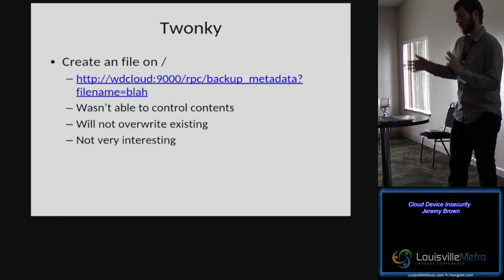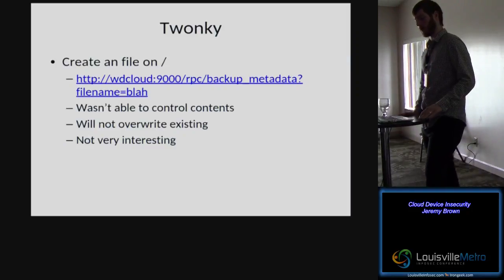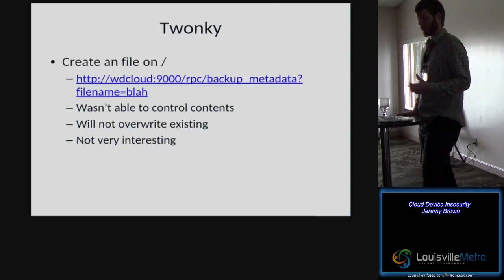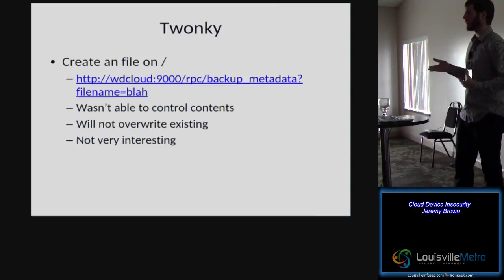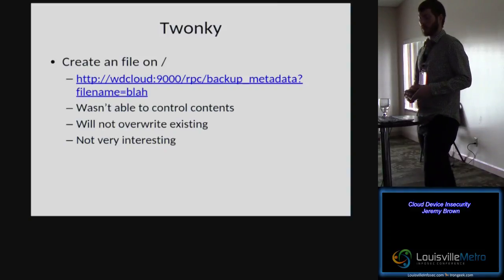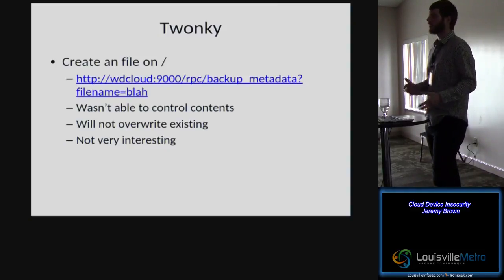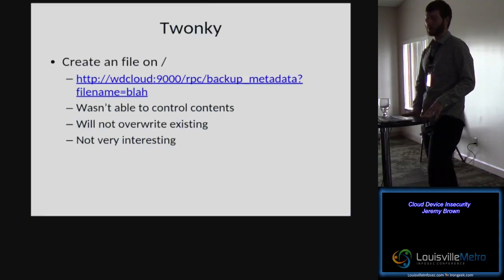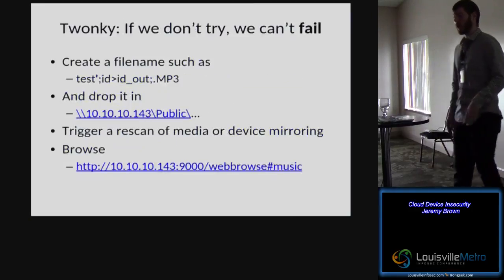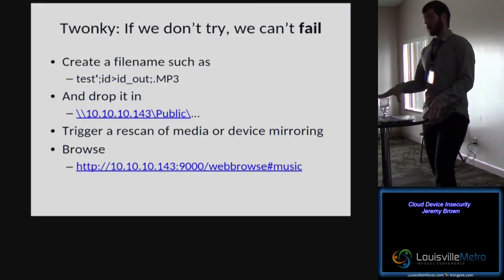And this is kind of a useless bug, but I wanted to show it as well. It's like a half fail, I guess you'd say. You can create a file on the main file system with Twonky, but you can't control the contents, and it won't override an existing one. If it could override an existing one, that would be more interesting. This is an unpatched bug, whatever it is. Not very interesting, but I'll just tell you about it real quick. Also, this is another thing I tried on this.